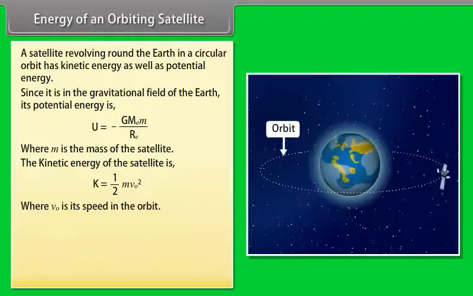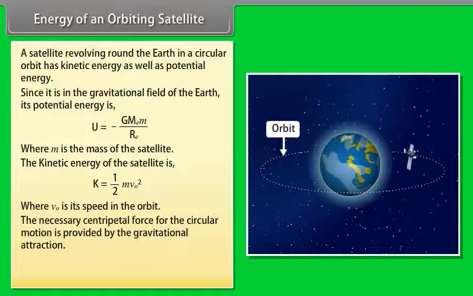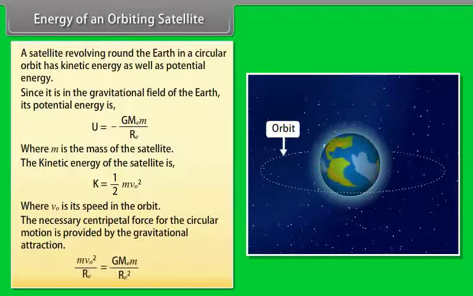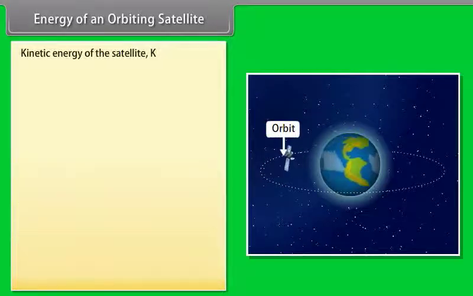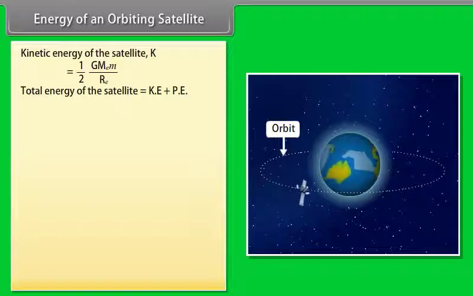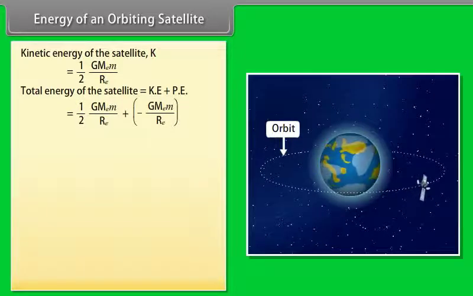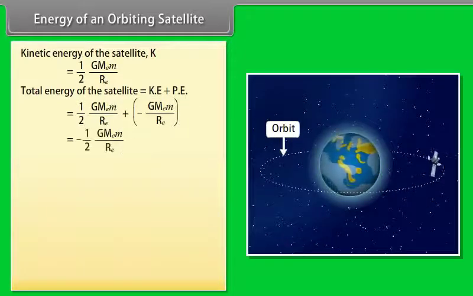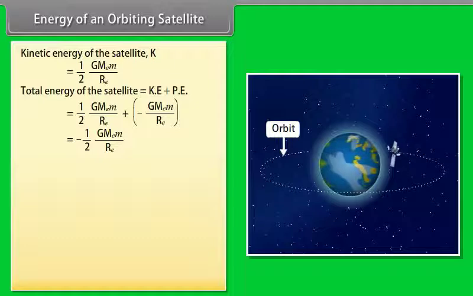The kinetic energy of the satellite is K = 1/2 mv₀², where v₀ is its speed in the orbit. The necessary centripetal force for the circular motion is provided by the gravitational attraction. Kinetic energy of the satellite, K. Total energy of the satellite is equal to kinetic energy plus potential energy. On calculating, we get total energy = -1/2 GMem/Re.